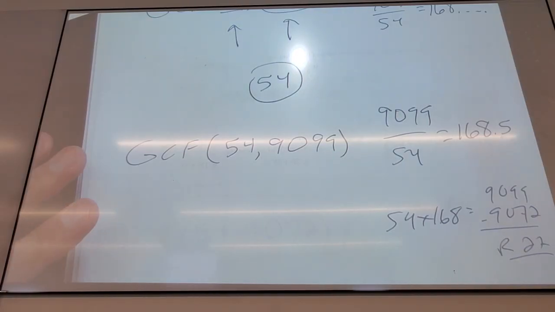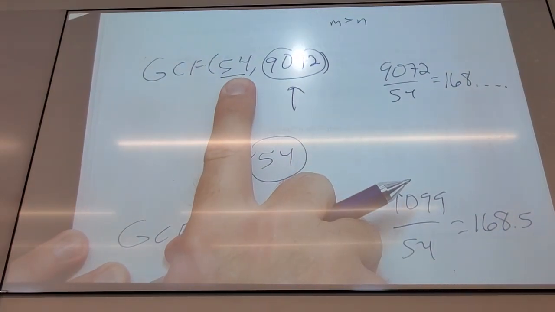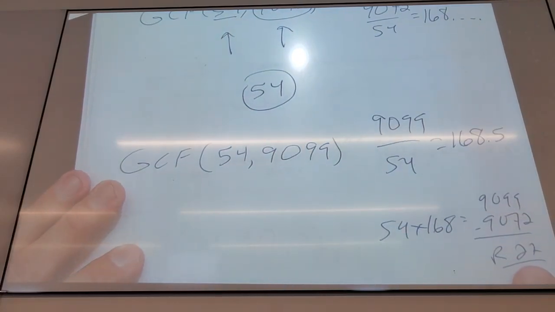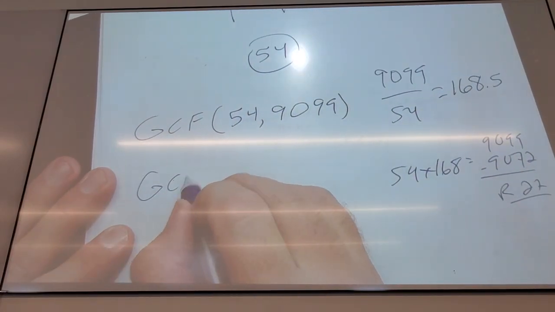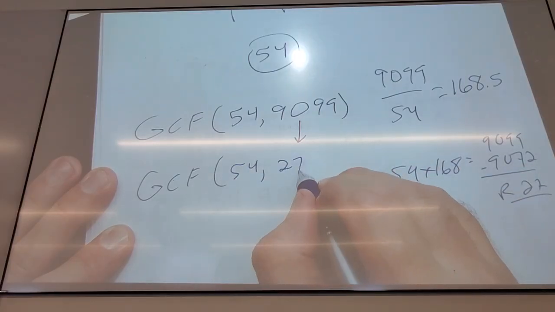So if there is no remainder, then the small number is the answer, because that's the number that goes into both. If there is a remainder, I can rewrite this now. I can replace the big number with 27.